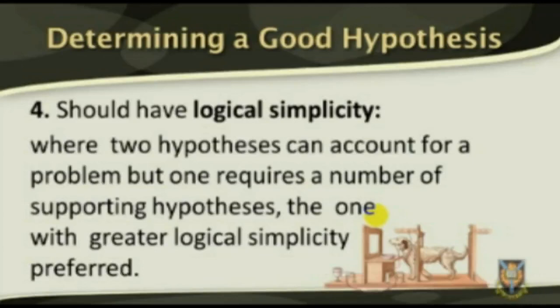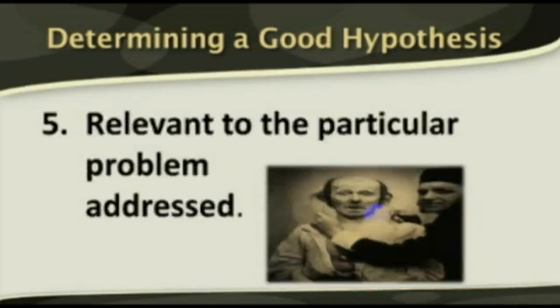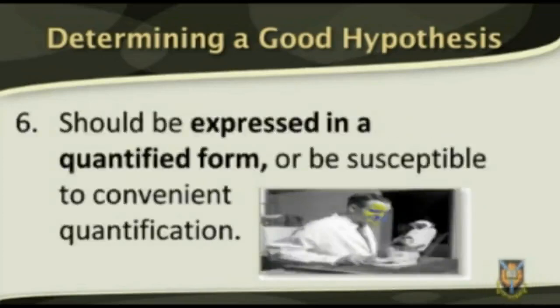Thus, if one hypothesis can account for a problem by itself, and another hypothesis can also account for the problem, but requires a number of supporting hypotheses or ad hoc assumptions, the former is to be preferred because of its greater logical simplicity. 5. That hypothesis should answer or be relevant to the particular problem addressed and not some other one. 6. That hypothesis should be expressed in a quantified form or be susceptible to convenient quantification.